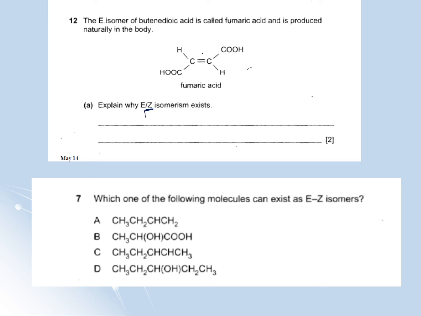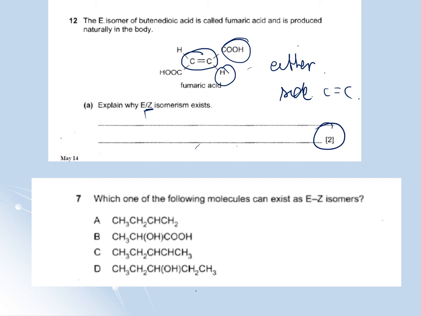Okay, explain why this compound here exists as EZ isomerism. Well, the first thing you make mention of is the fact you have a double bond. Second thing you make mention of is you have 2 different groups on either side of the double bond. Okay, and that's what you've got to talk about. Which one of the following molecules can exist as EZ? So immediately we're looking for something with a double bond.